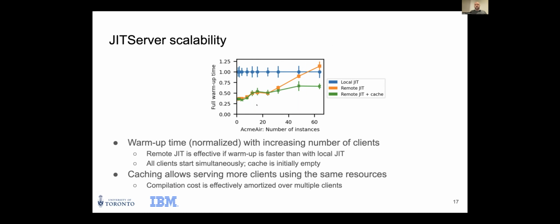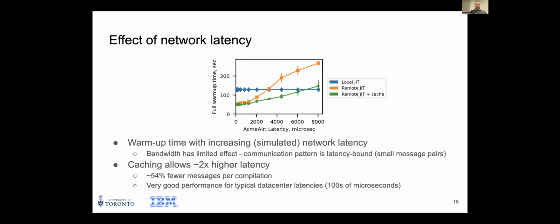And we can see that with caching, it scales significantly better than without. In the last set of experiments, we measured the effect of network latency. Latency, not bandwidth, because the communication pattern, which is exchanging small message pairs with JVM runtime information, is latency bound. So caching allows us to tolerate about twice as high network latency, up to 6 milliseconds in this case, because we reduce the number of messages exchanged between the clients and the server by about half.